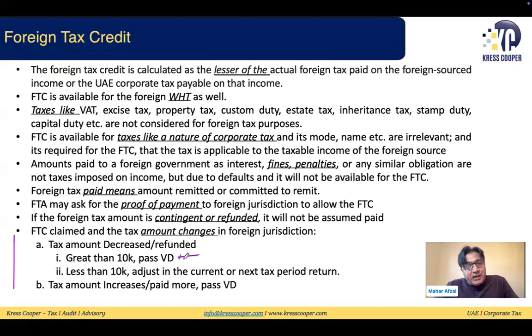It means you have taken a benefit of more than 10,000 in the foreign jurisdiction, then you need to pass the VD. And if this benefit is less than 10,000, then the law says you can adjust in the return. But if these changes, based upon these changes, you will be liable to pay more tax in the respective foreign jurisdiction, then again you need to pass the VD.